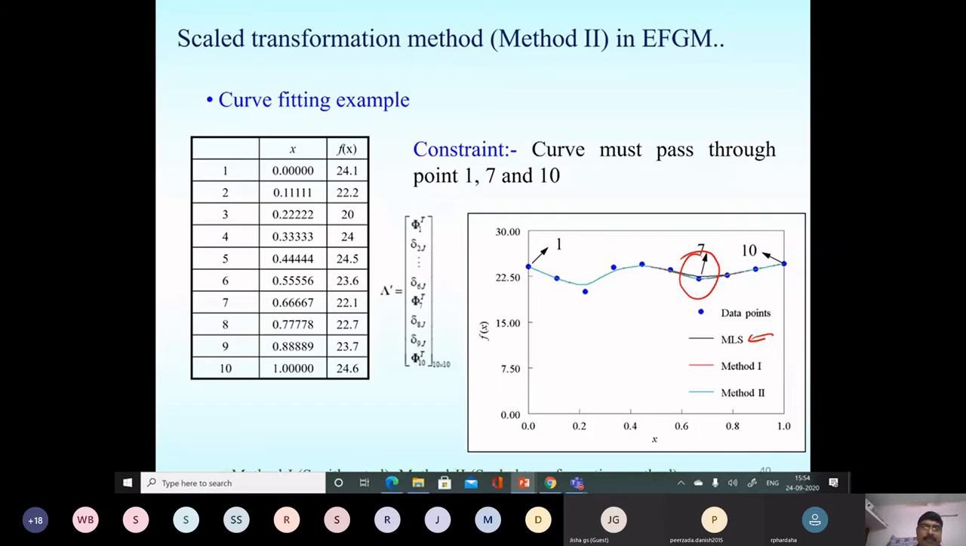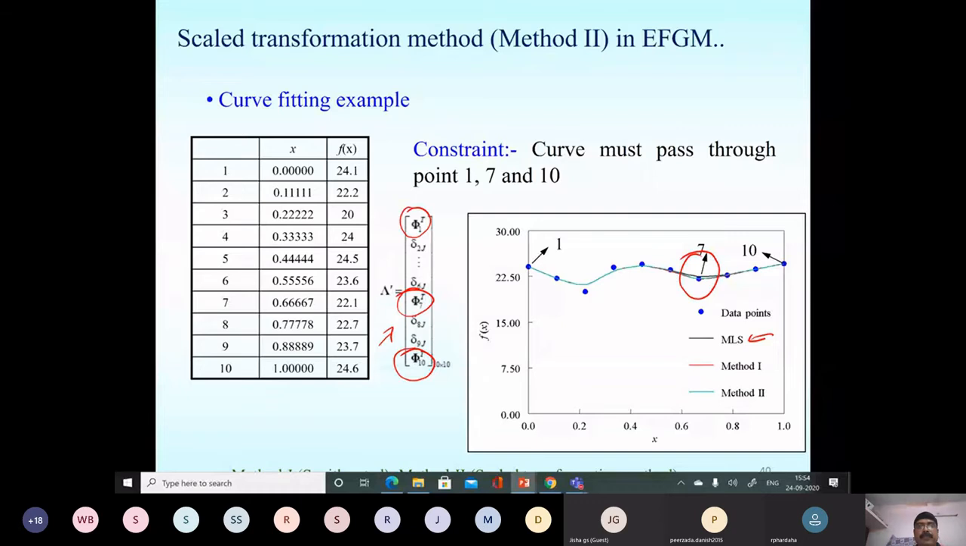With an advantage, it has only nodes associated with the 1, 7, and 10. The rows associated with 1, 7, and 10 only are populated. Okay, others are elements of an identity matrix. Okay. So basically, this is the algorithm.